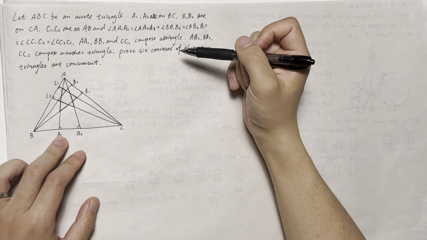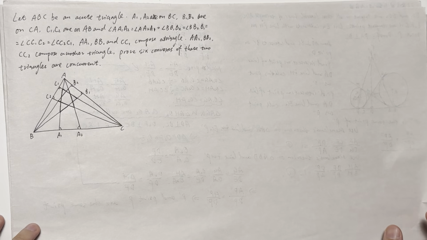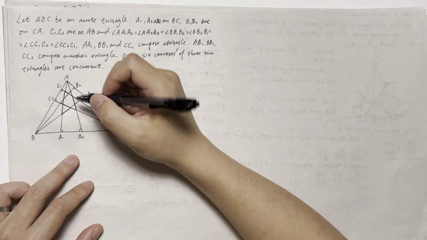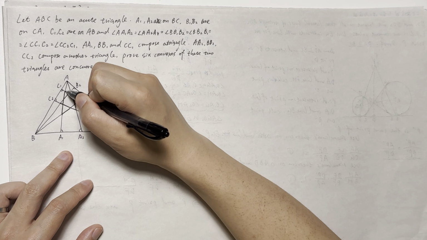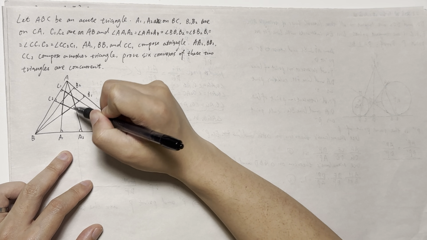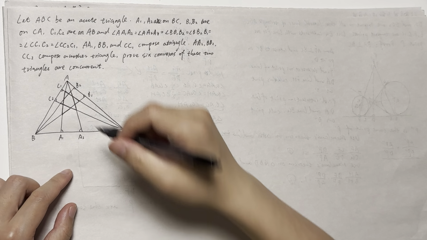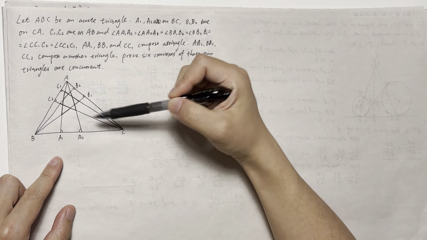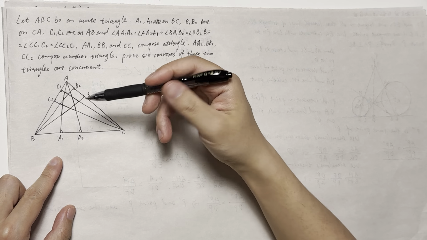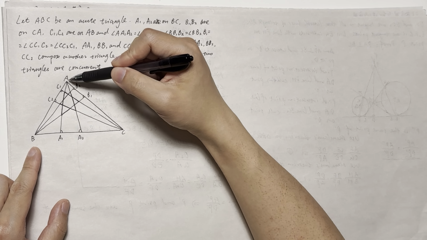Prove: the 6 vertices of these two triangles are concurrent. So we want to prove these 6 points are on the same circle. If we just look at the figure, it has a symmetry that we can rotate A to B, B to C, and C to A.